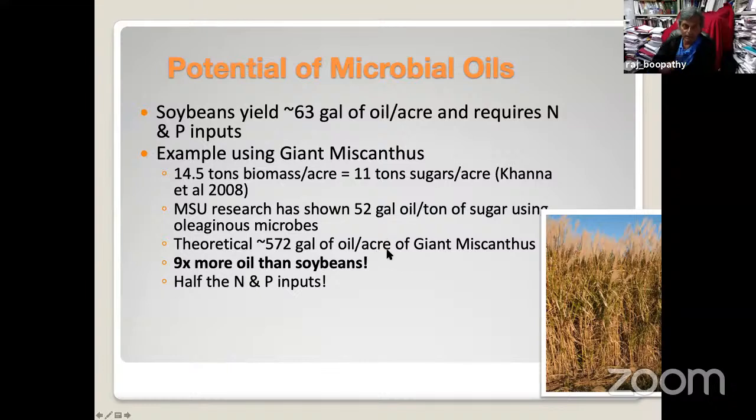So some of the economics of it: if you start from soybean or from miscanthus, using bacteria to make oil is more efficient than from a plant source, okay? If you work out the economics, it's 9 times more oil than soybeans and miscanthus. So microbial lipid is a very, very viable technology.